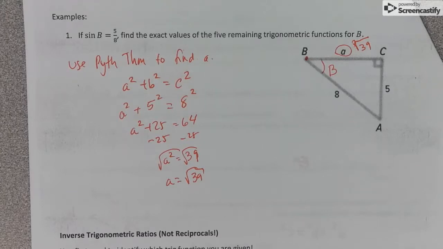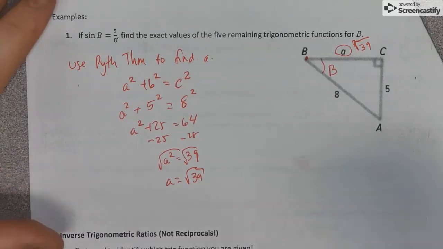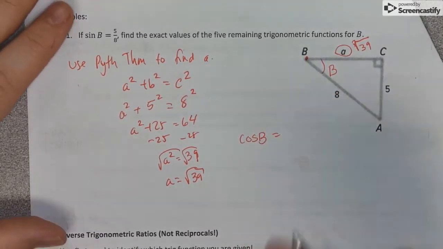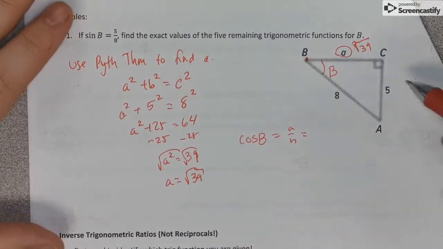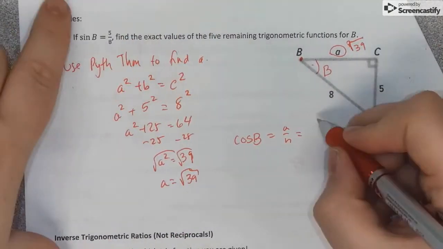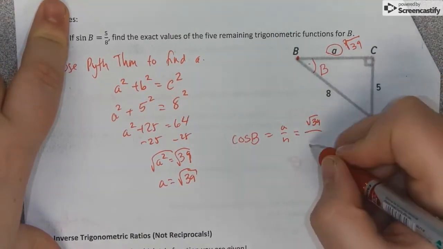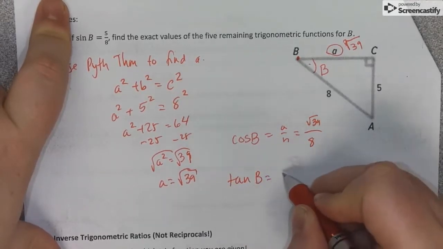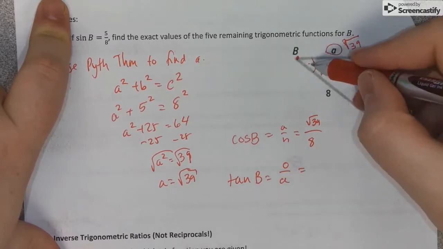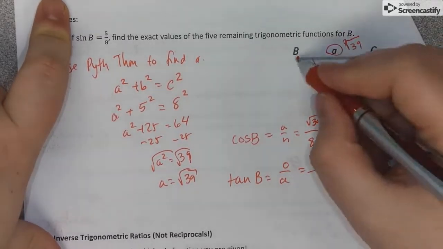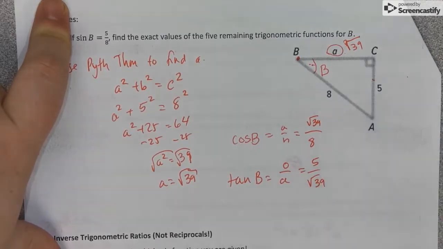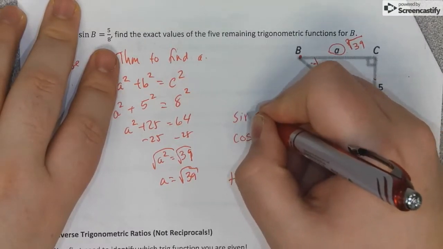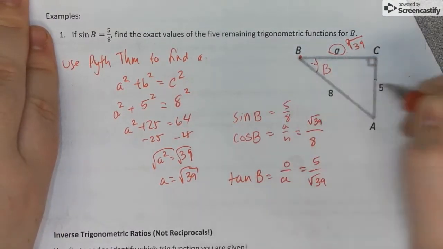So they want us to find the remaining trig functions. They give us sine. We need to come up with cosine of b. Cosine, remember, is adjacent over hypotenuse. So adjacent to b is your square root of 39, and the hypotenuse is 8. Your tangent of b is your opposite over adjacent. So here's b, opposite is 5, and adjacent is square root of 39. And then we were given the sine one. We were given sine b equals 5 over 8.